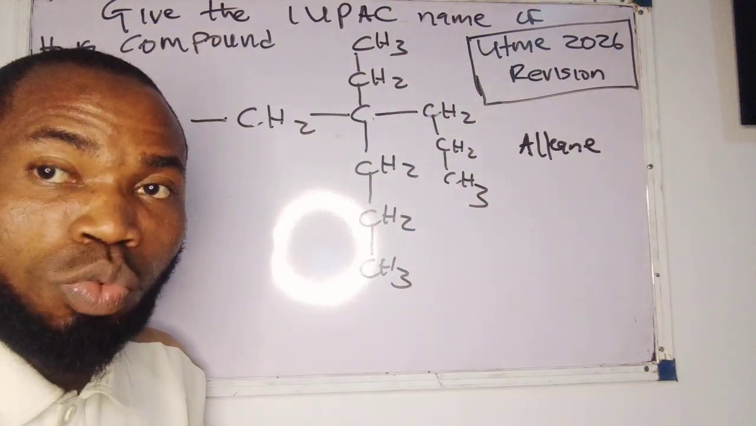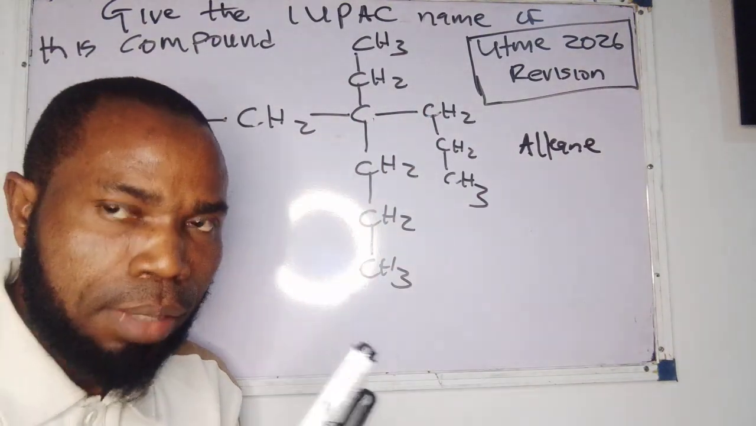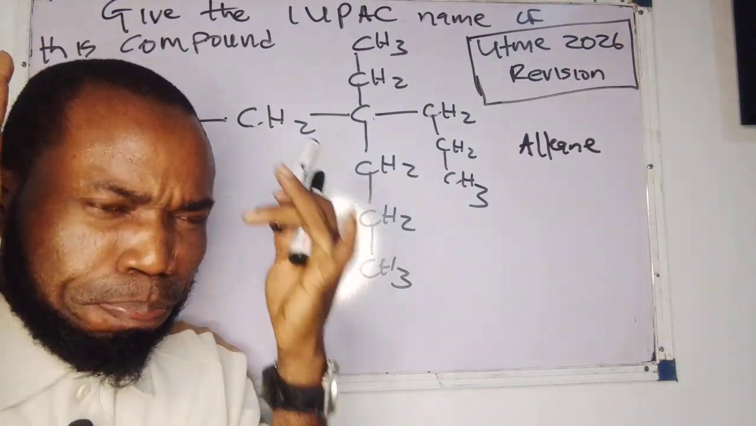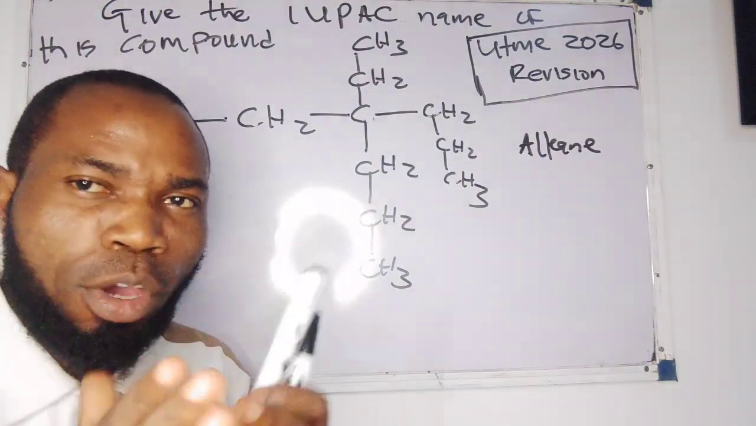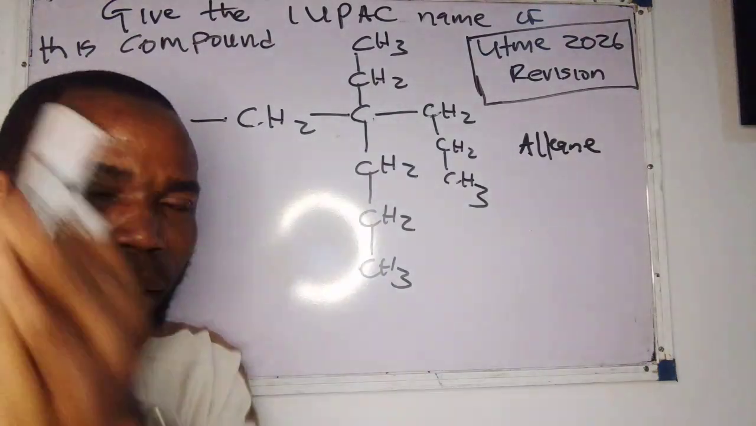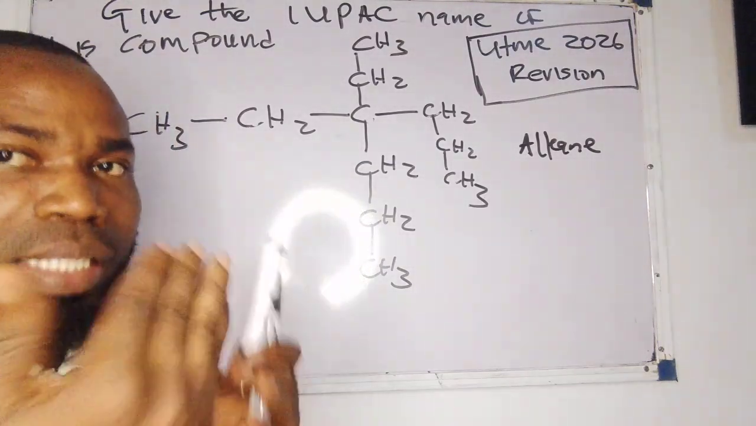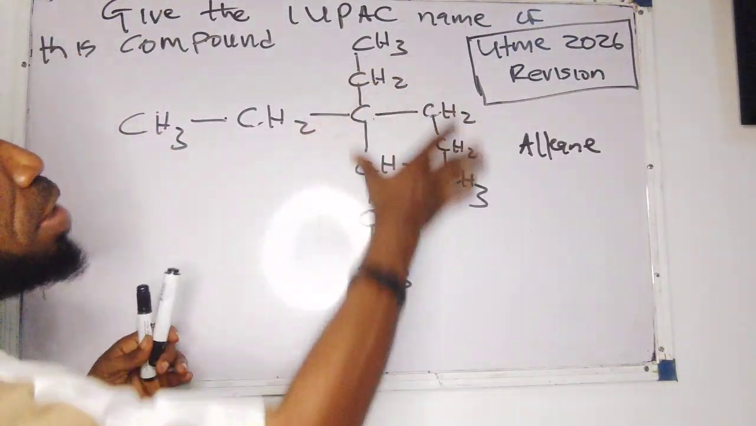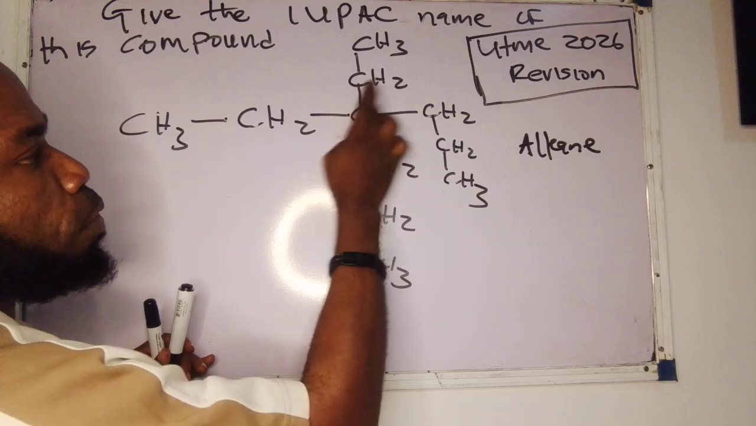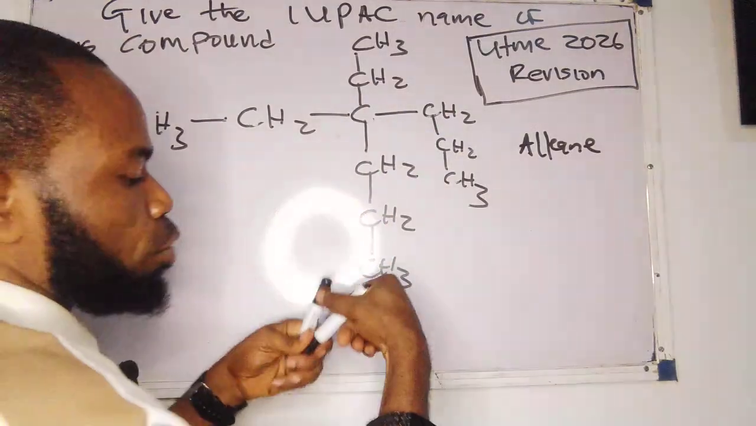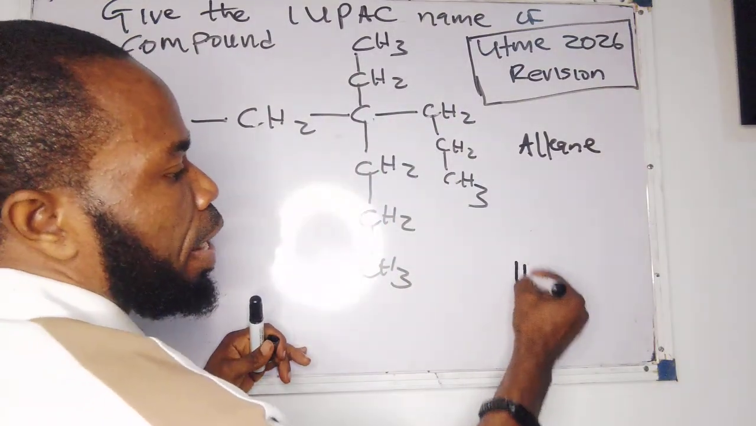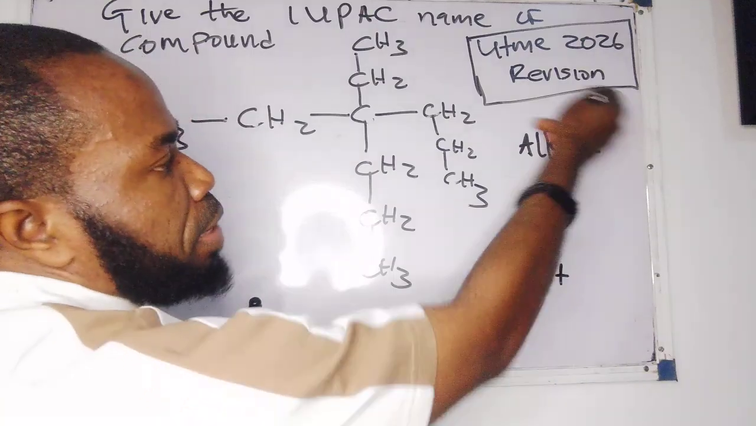And remember, 7 is hept. Just like 1 is meth, 2 is eth, 3 is prop, 4 is but, then 5 is what? Pent. Now 6 is hex, 7 is hept. Now we are having 7 here. So 1, 2, 3, 4, 5, 6, 7. Now 7 is what? Hept. So I'll bring it out: hept. There's no need to stress because this compound is an alkane.